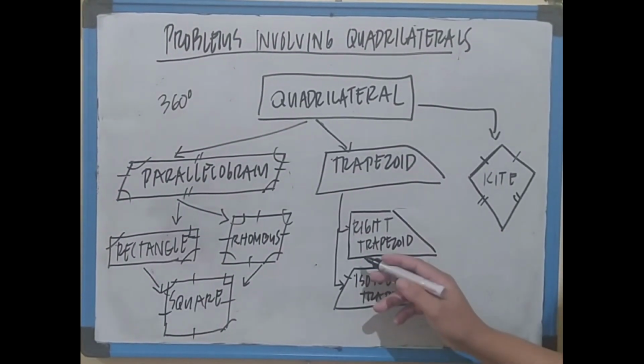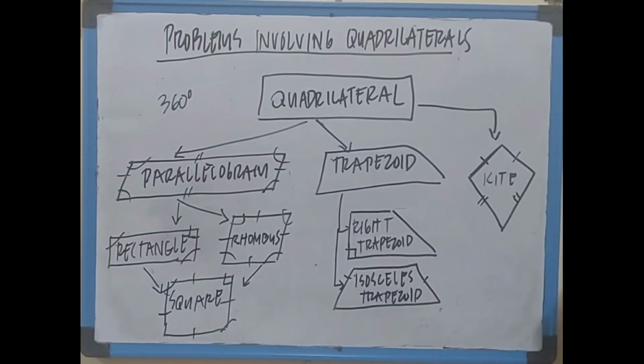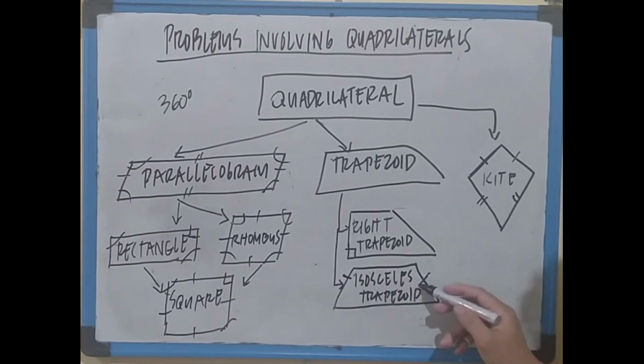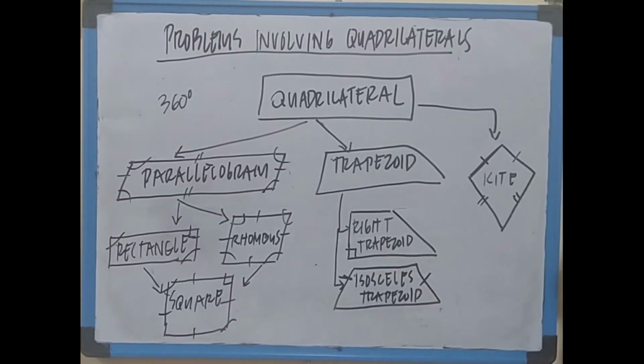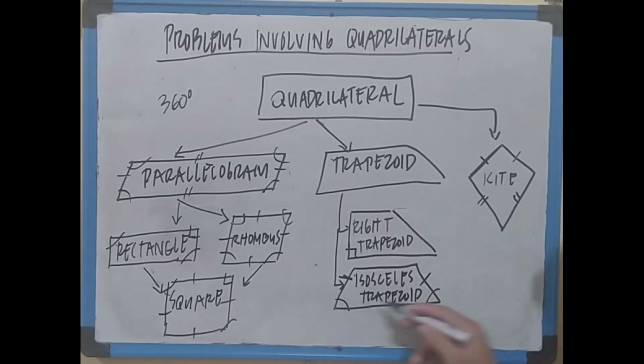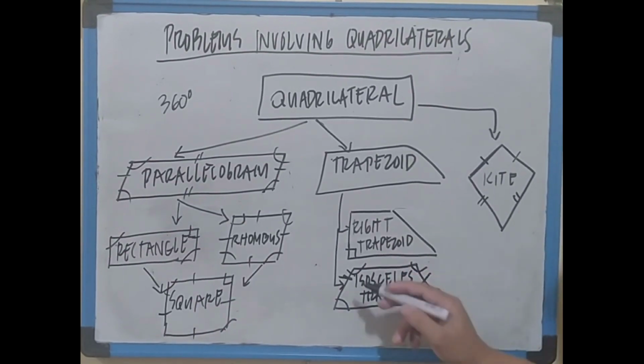So which are the right trapezoid, meaning kapag merong right angle sa isang trapezoid, that is right trapezoid. And kapag ang trapezoid naman ay merong one pair of sides that are equal, ang tawag naman po doon ay isosceles trapezoid. Now, also, ang angle ng isosceles trapezoid dito and dito are equal. And this one are also equal.